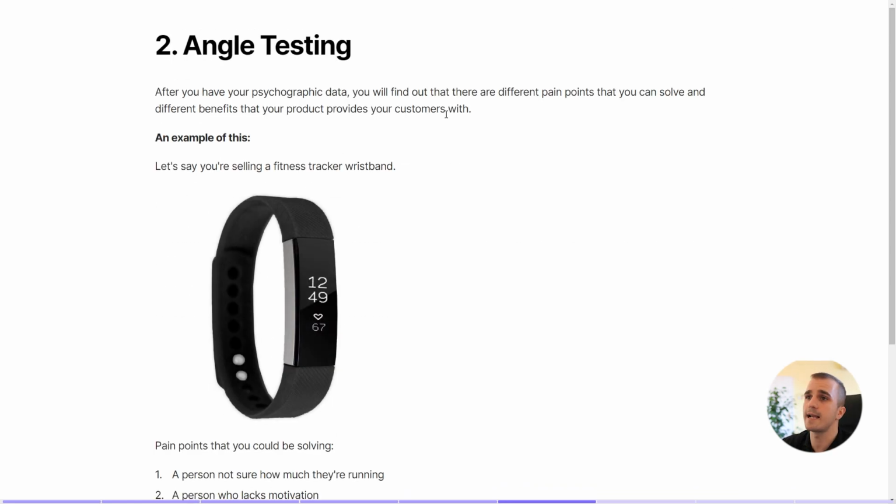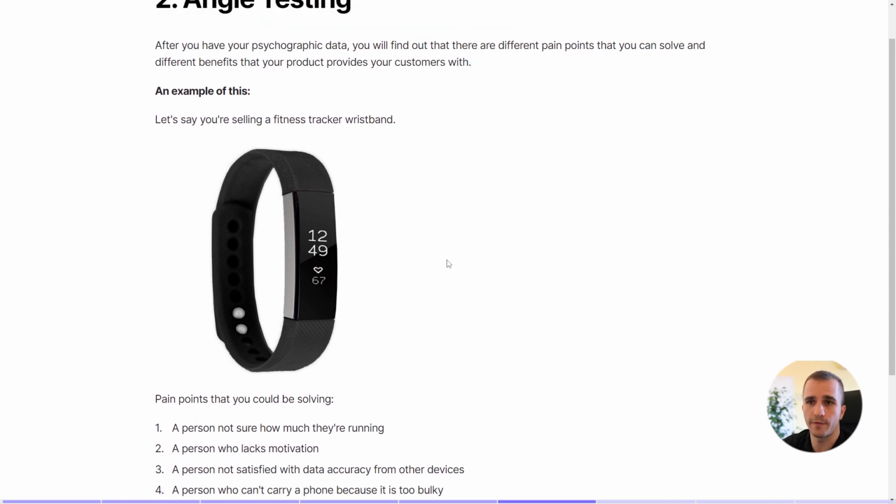The next thing that we have here is angle testing. After you have your psychographic data, you will find out that there are different pain points that you can solve and different benefits that your product provides your customer with. I will give you an example. Let's say you're selling a fitness tracker wristband and you want to craft a perfect message so you can sell as much as possible.